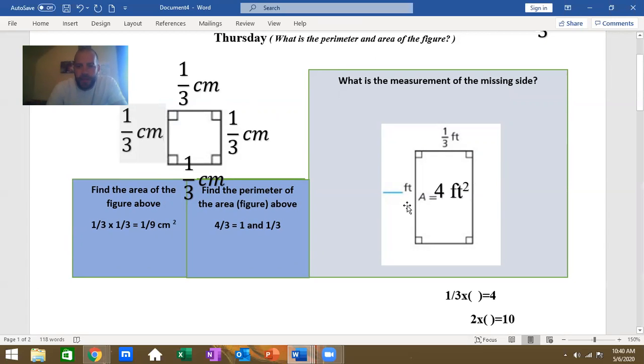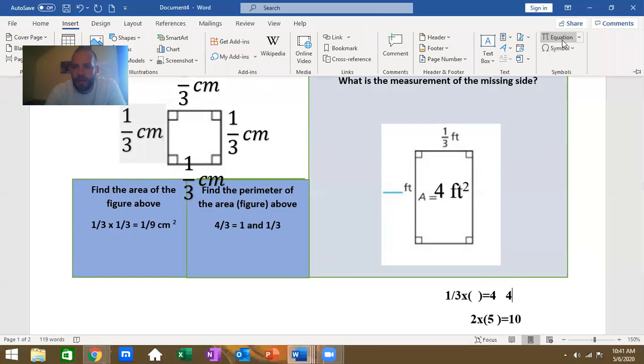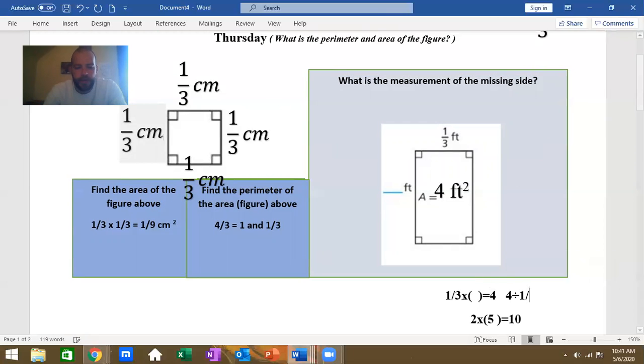So if this was 2 and this was 10, what would this side be? 5. So how do you go from 10 to 2 to 5? Well, you take the outside number, the area, and you divide it by the inside. If it works with the easy numbers, it'll work with these nasty numbers. So 4 divided by 1/3 is equal to something.